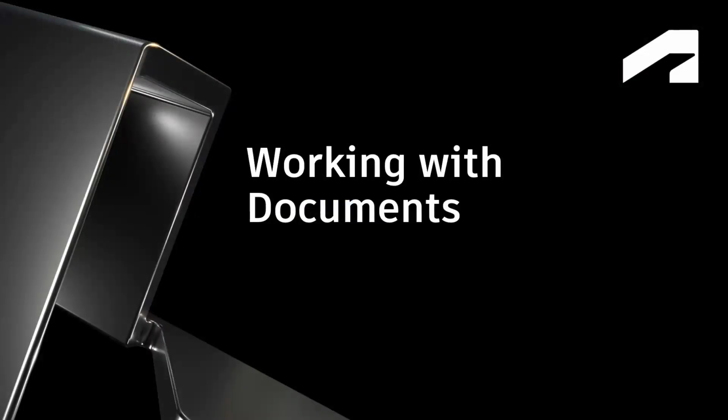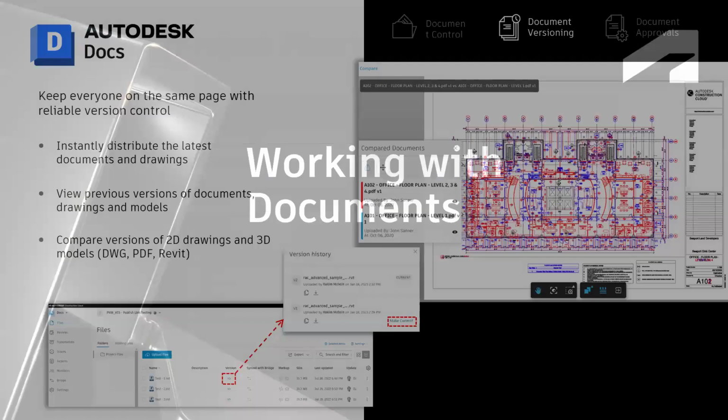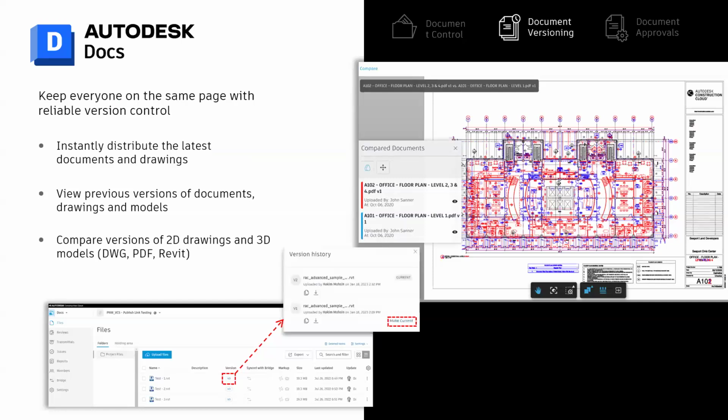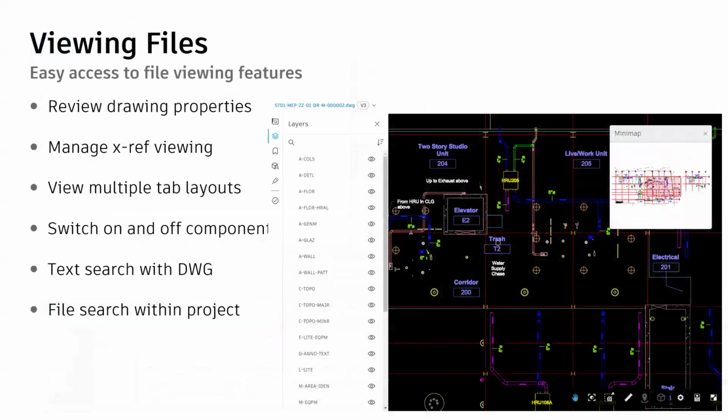The second piece within the document management module is working with documents. And working with documents is mainly about the document versioning that we are going to talk about here. So you can make sure that you share and use the most up-to-date version of your files. So everyone is on the same page, which avoids miscommunication or endless emails, file zipping, and so on. And one of the important pieces in there is the viewing of the file.